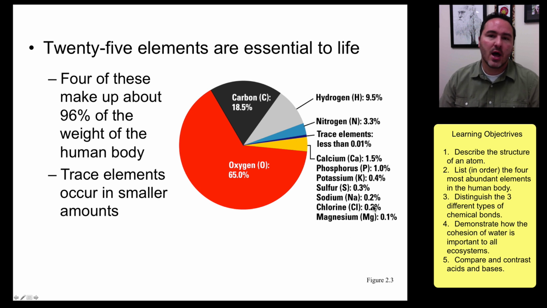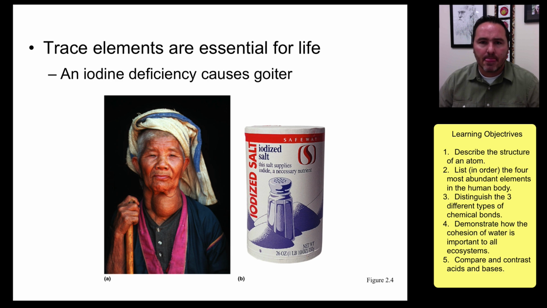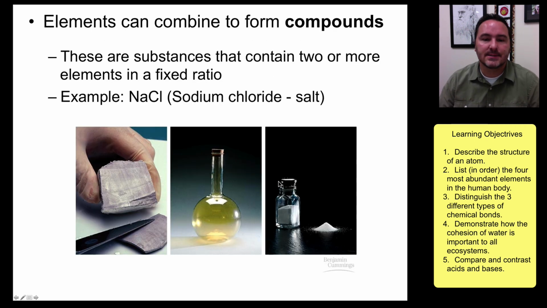There are some others that are not quite as plentiful in life, and then there's even this group of elements that are called trace elements that are also important. Now, of these trace elements, they are also really important, but you need them in small quantities. If you do not get the necessary amounts, you can develop problems. For example, here, an iodine deficiency can cause goiter, and so we have salt that's been iodized.